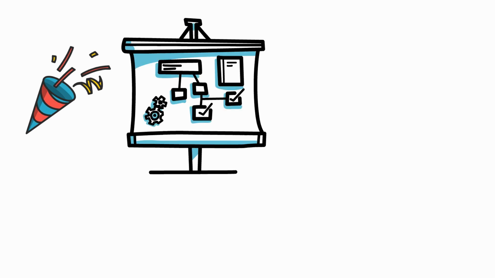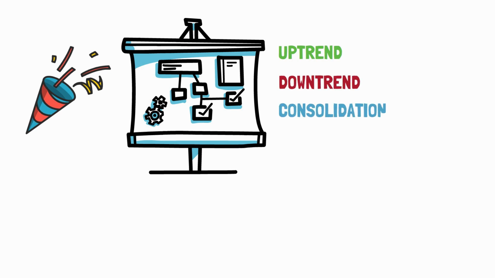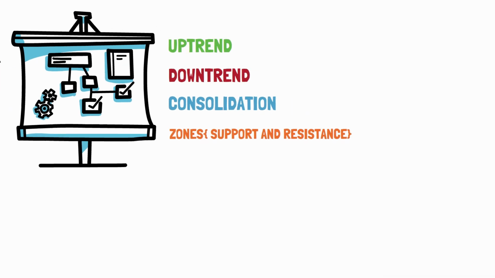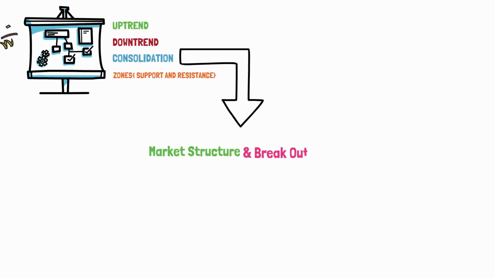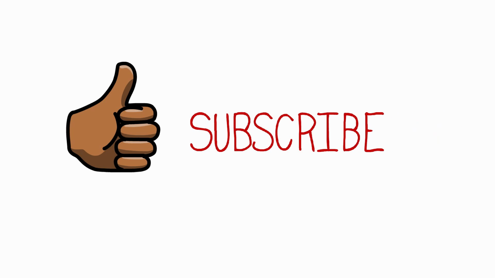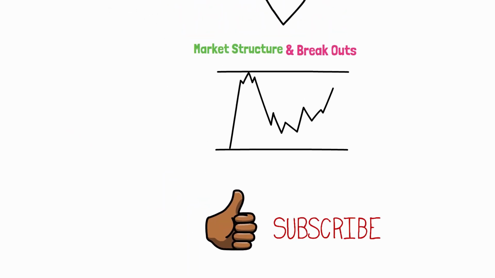What we'll be doing in this video is going more in depth on the uptrend, the downtrend, and the consolidation. We're going to properly acknowledge the different zones, which are the support and the resistance. We will also be using the consolidation and explaining the market breakout, and then we'll go up on the charts. So without further ado, we'll jump on the charts.